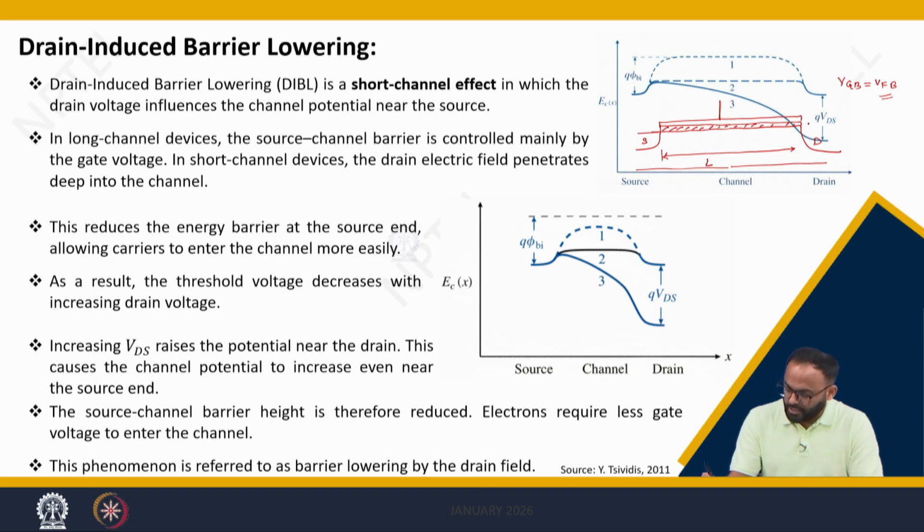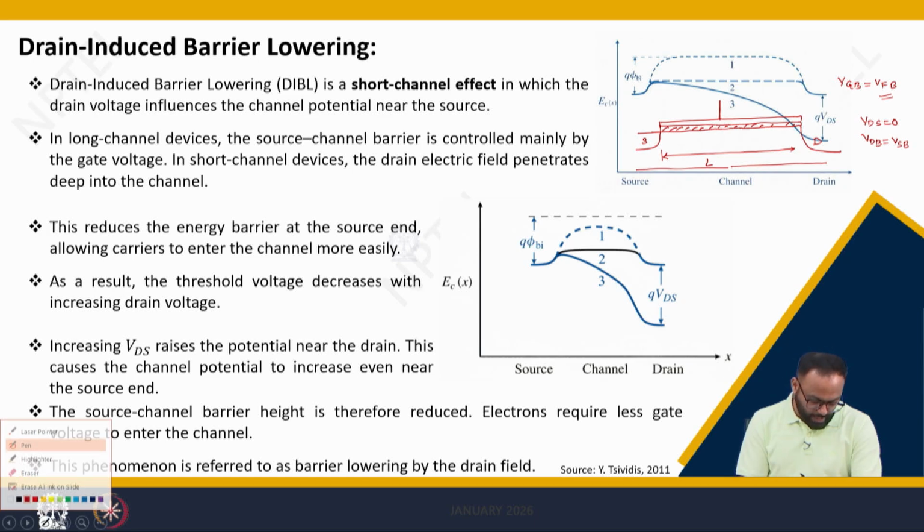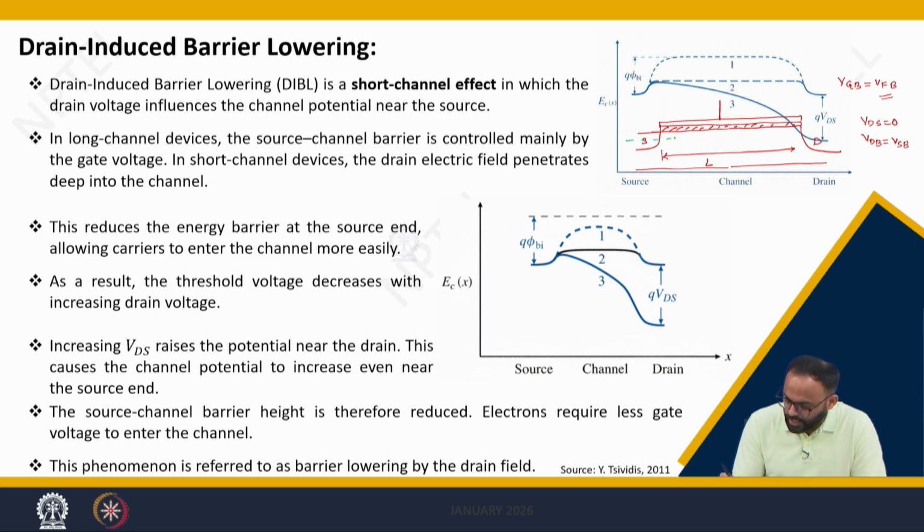For the sake of simplicity and understanding the band diagram, at the very first stage we are considering VDS equal to 0, or VDB equal to VSB. Now, if I plot a band diagram of this device along a cut line AA dash, then you will see two PN junctions.